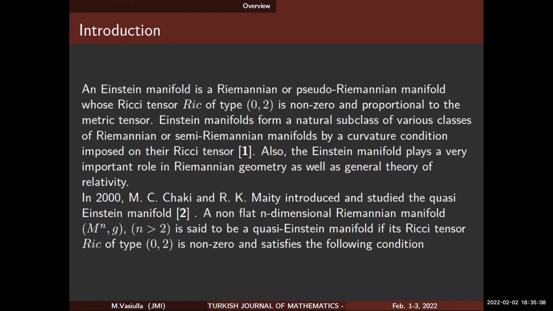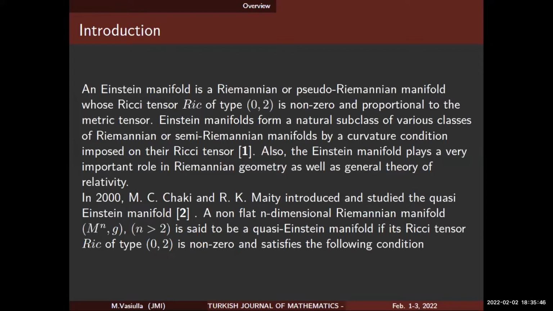Introduction. An Einstein manifold is a Riemannian or pseudo-Riemannian manifold whose Ricci tensor, which is denoted by Ric of type (0,2), is non-zero and proportional to the metric tensor. Einstein manifolds form a natural subclass of various classes of Riemannian or semi-Riemannian or pseudo-Riemannian manifolds by a curvature condition imposed on their Ricci tensor. Also, the Einstein manifold plays a very important role in geometry as well as in the general theory of relativity.